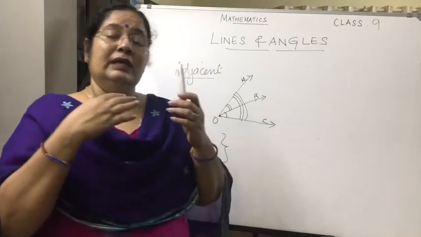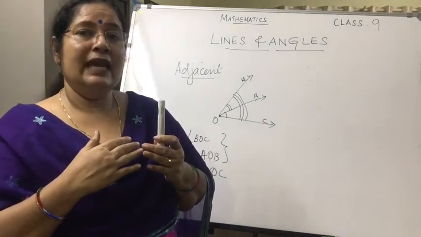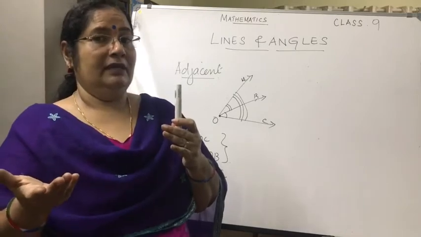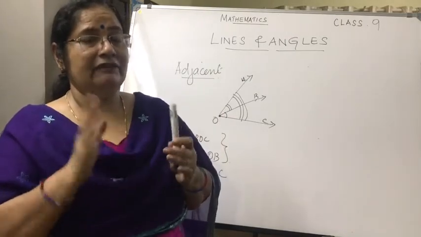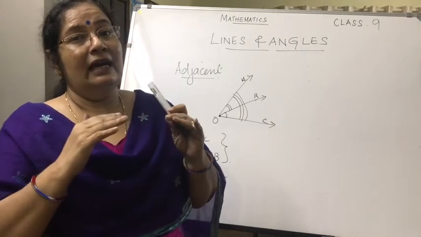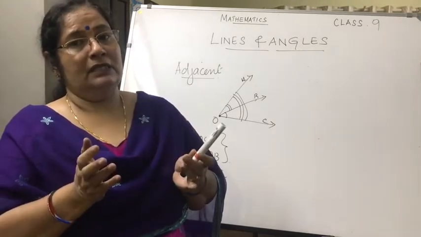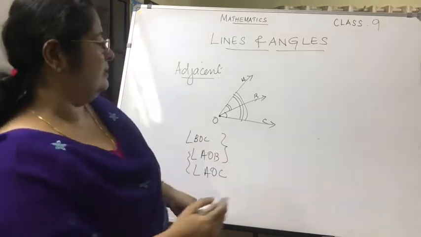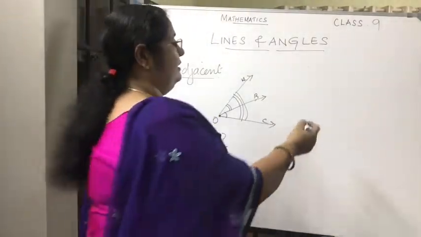Now, for adjacent angles, one more condition is coming. If for a pair of adjacent angles, the uncommon arms form a straight line, that is, you have a figure like this.